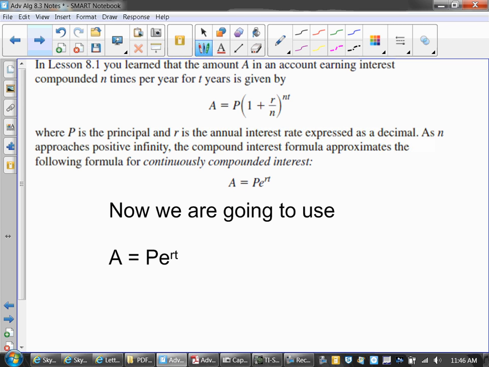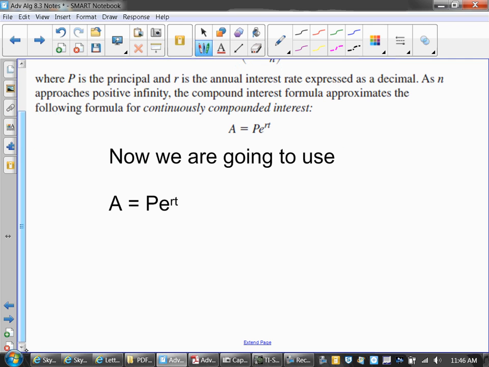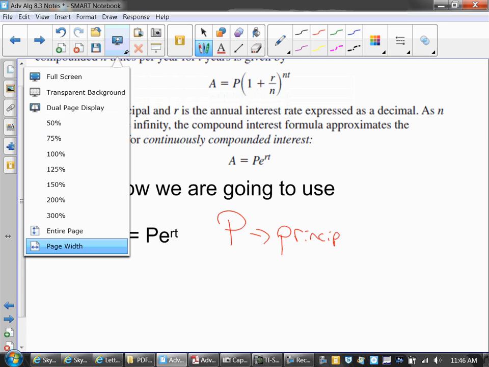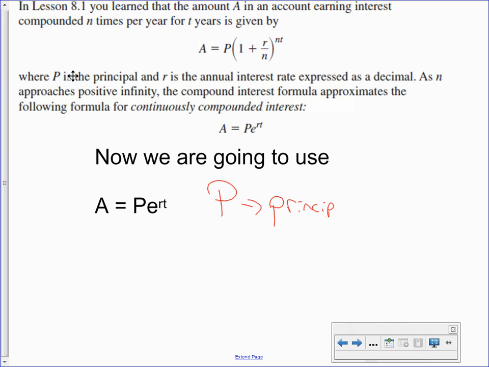The amount is going to equal the principal. That's what P stands for.